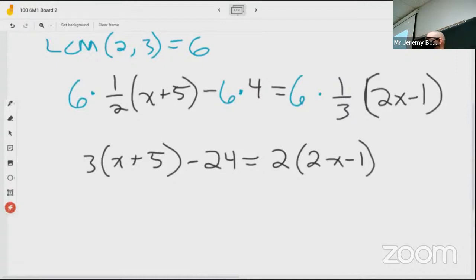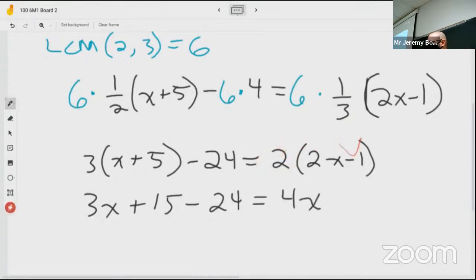Next, we're still going to keep simplifying our sides. I'm going to distribute 3 here. So 3 times x will give me 3x. 3 times 5 will give me 15. And still that minus 24 hanging out. You distribute the 2. 2 times the 2x will be 4x. And 2 times the negative 1 will be negative 2. Questions there?